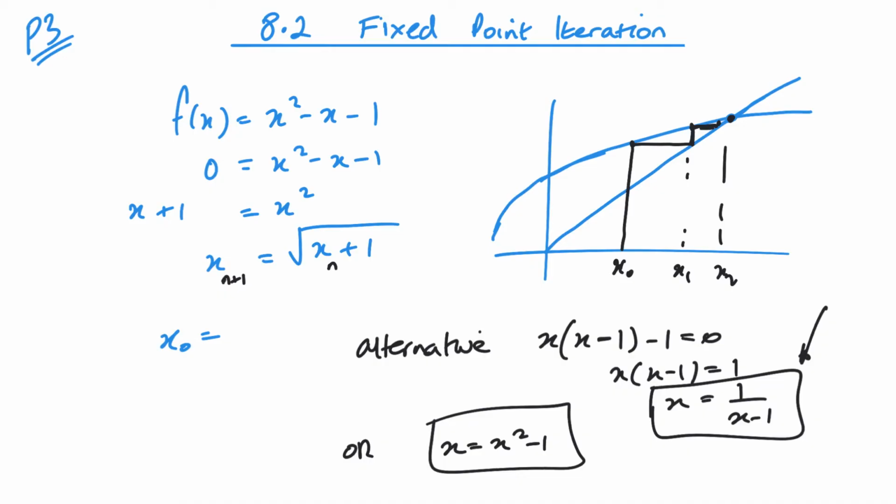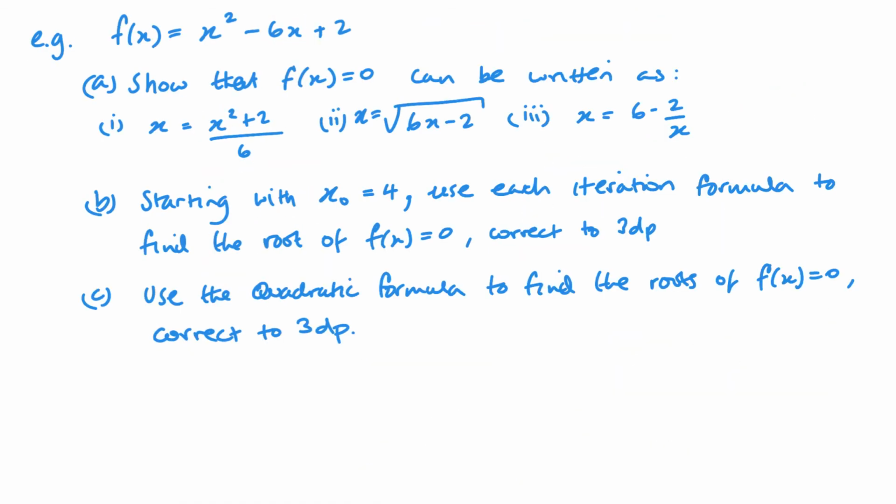So there are lots of options with this, and sometimes you have to be a little bit careful, but anyway, what we'll do is we'll get straight into a problem now, and then I'll show you how to use your calculator for this problem, because it is important when you set your calculator up to make this as easy as possible. Okay, here we've got f of x equals x squared minus 6x plus 2.